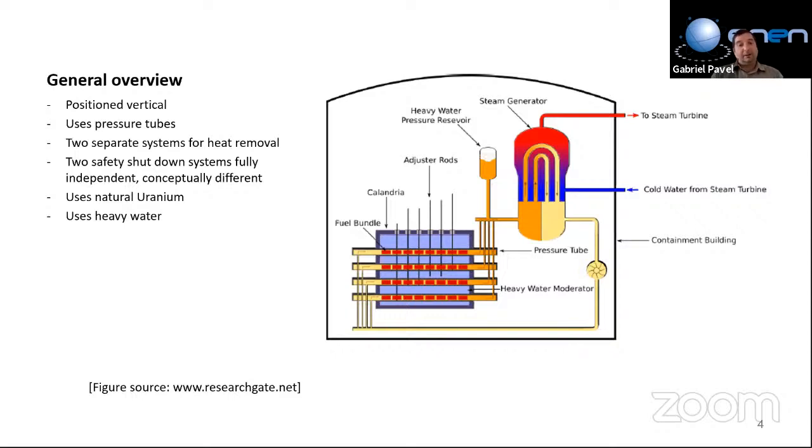An important particularity of this reactor is that it uses natural uranium as fuel. So no enriched uranium, but natural uranium. The difference between natural uranium and enriched uranium is the following. Natural uranium contains only around 0.7% of the uranium-235 isotope. When you go to a PWR, sometimes you use 3 times this figure. Also, another particularity is that this type of reactor uses heavy water.